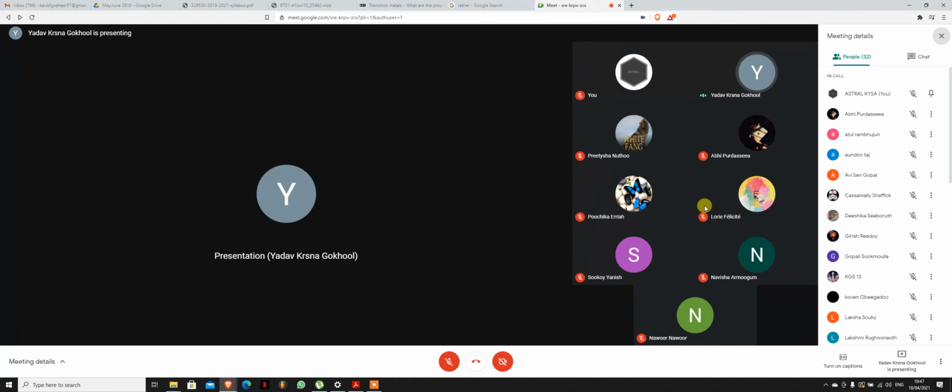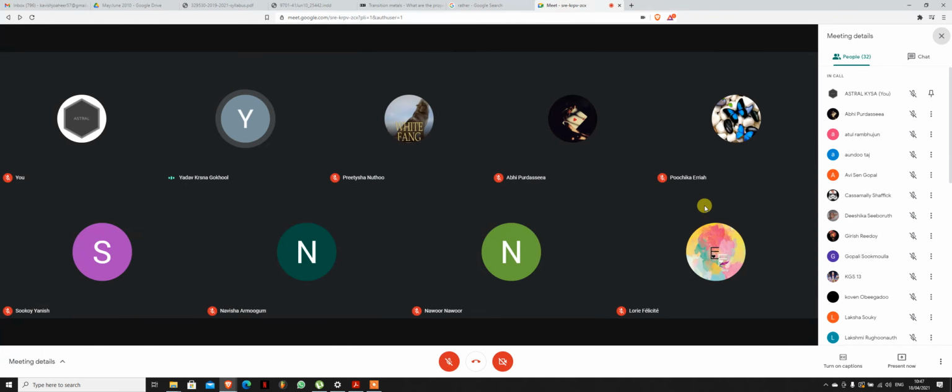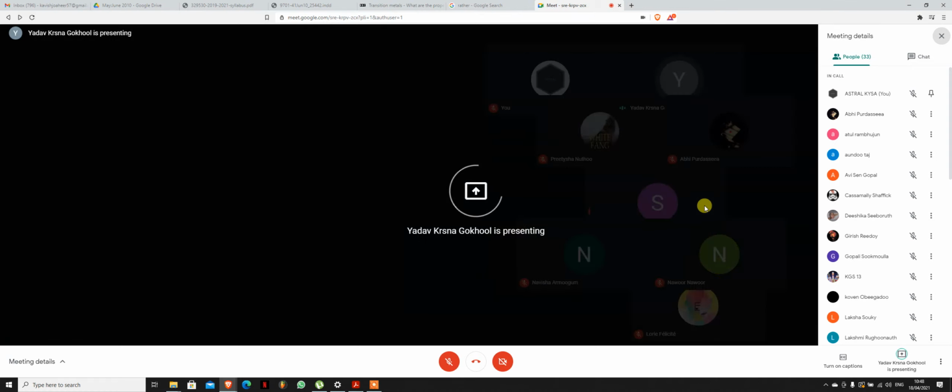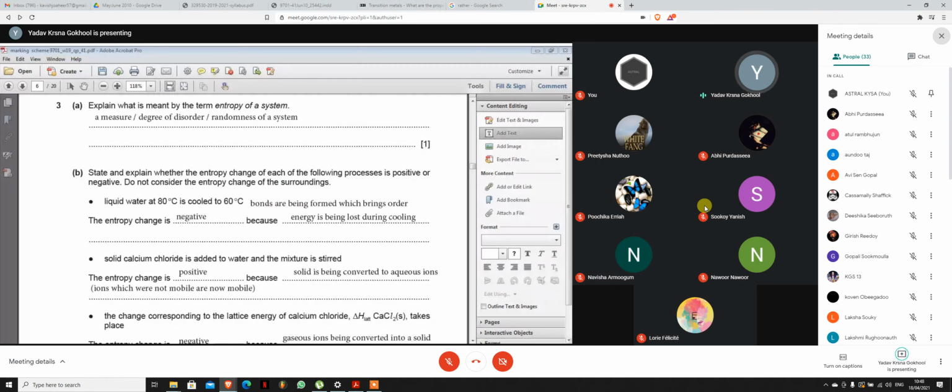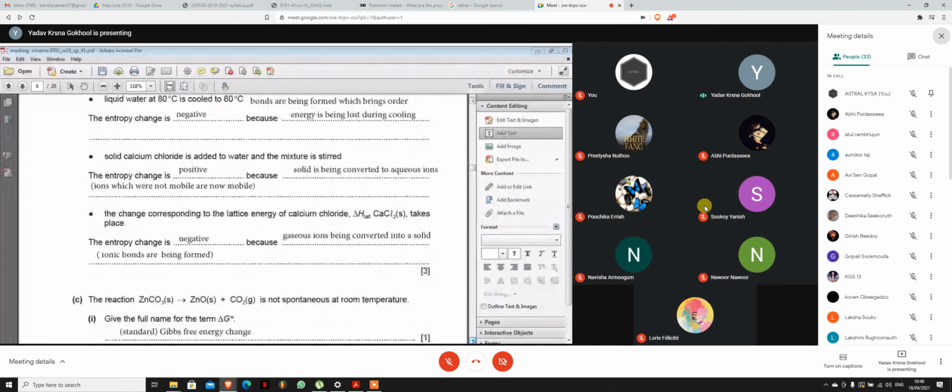So this is how we look at it. One simple method is to relate it to bond formation or bond breaking. When bonds are formed, you bring order. When bonds are broken, you bring disorder. Next, the change corresponding to the lattice energy of calcium chloride. You're taking gaseous ions, which are free to move, and making them become a solid, where the ions are not free to move. So the entropy change will be negative.